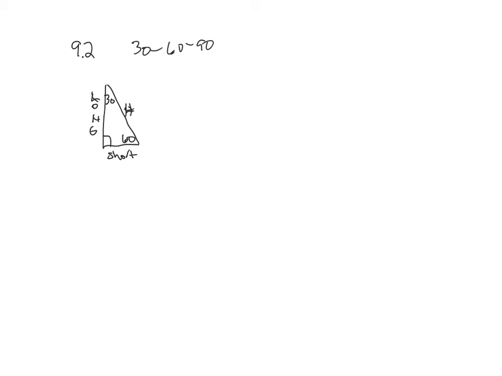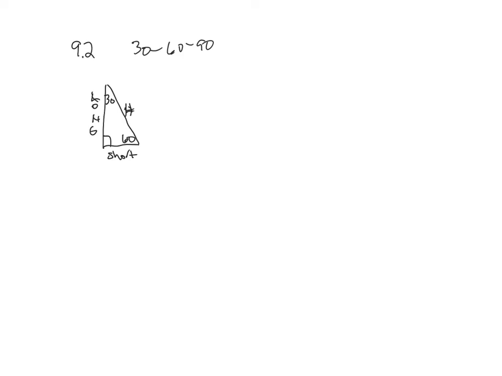So no matter how the triangle's turned and flipped around or whatever, the short side is always across from the 30, and the long side is always across from the 60. Okay, so 30, 60, 90 is definitely more challenging than 45, 45, 90.